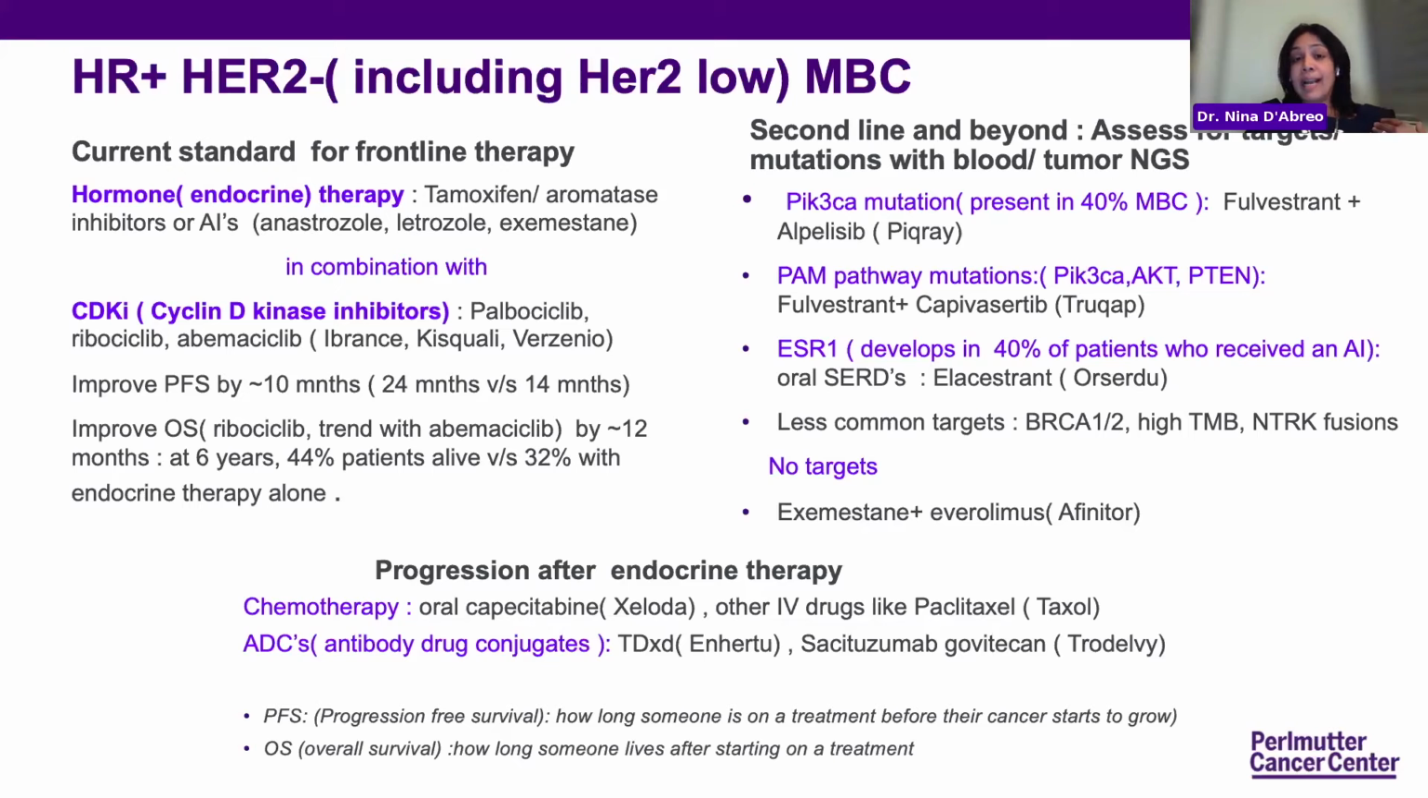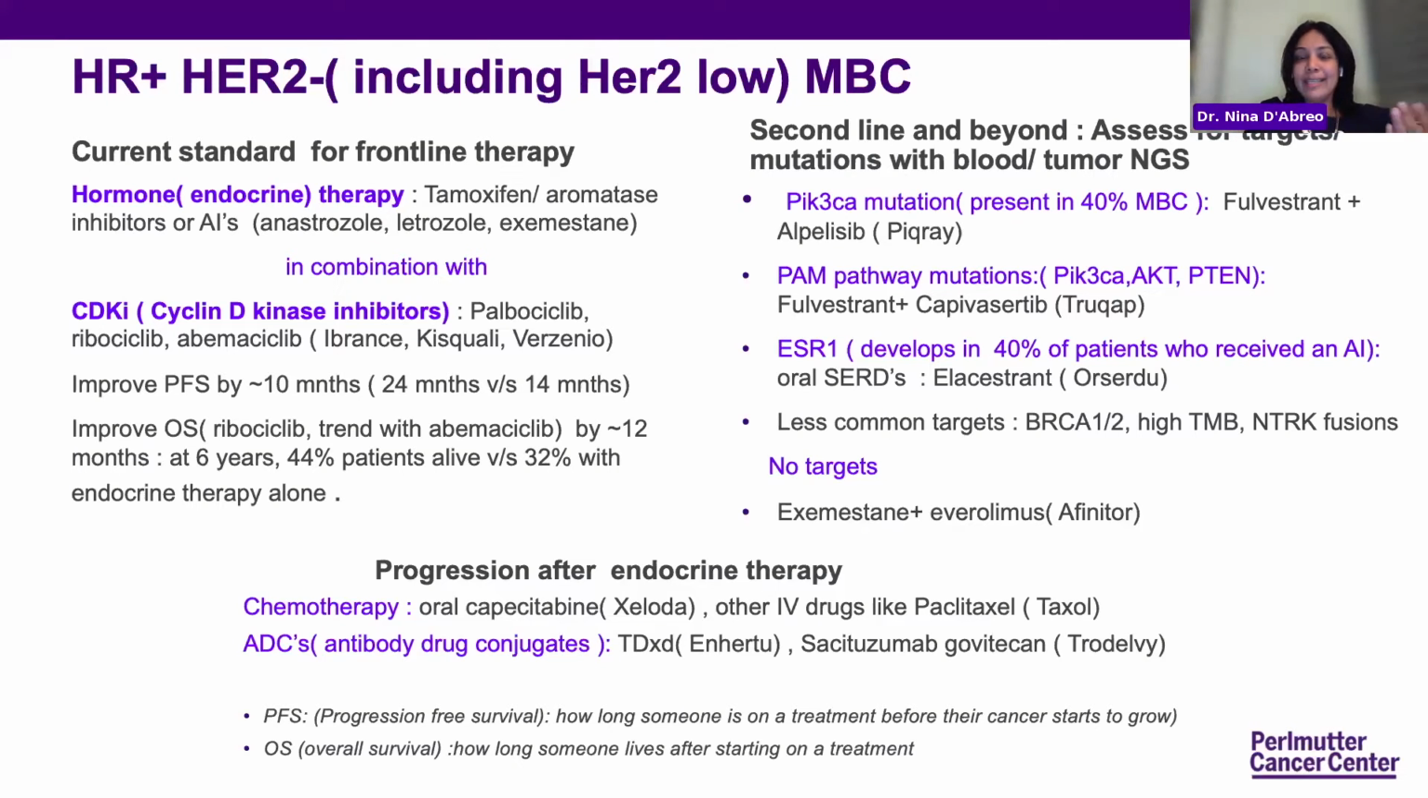And the first of its class that is now approved is a drug called Orserdu, which we have been using in patients who progress after they've received their frontline therapy. Less common targets are women who have a BRCA gene, high what we call tumor mutation burden and other rare mutations for which there are drugs on the market, much less common. And we also have medications for if there were no targets that we could identify today.